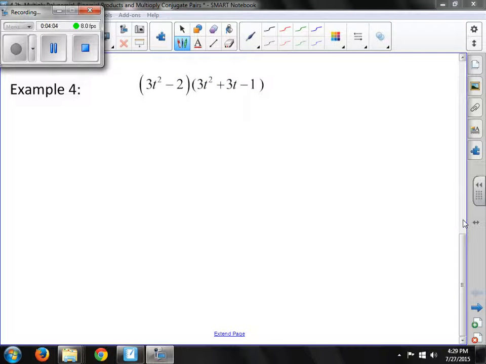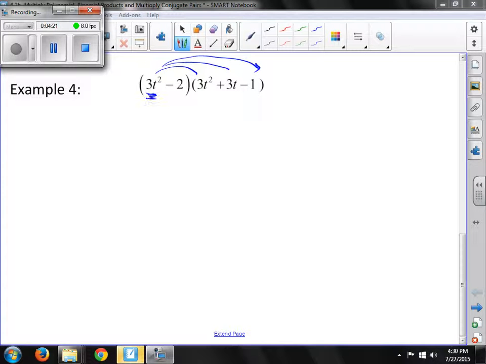Now, we can't use the FOIL property on this one, but we can use that same strategy. We're going to multiply the 3t squared times all three of them, and then we'll go back and multiply the negative 2 times all three of them. Now, I'll not write this all out because it gets too cluttered when you do.